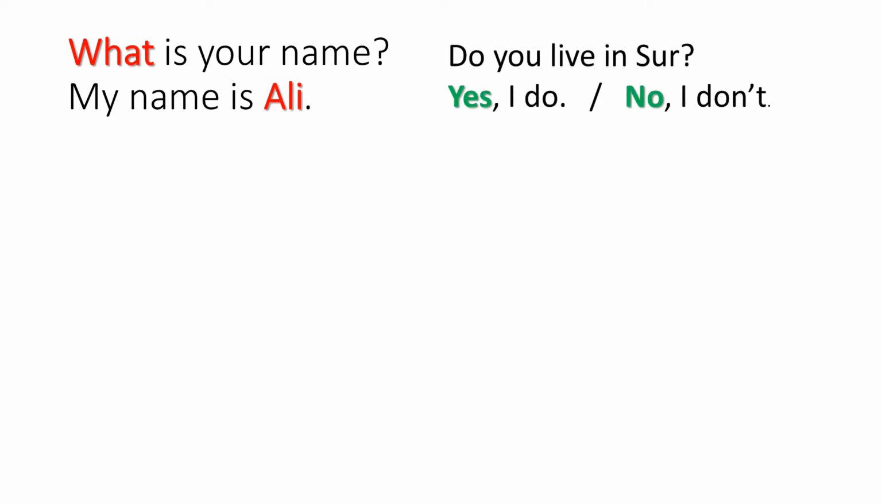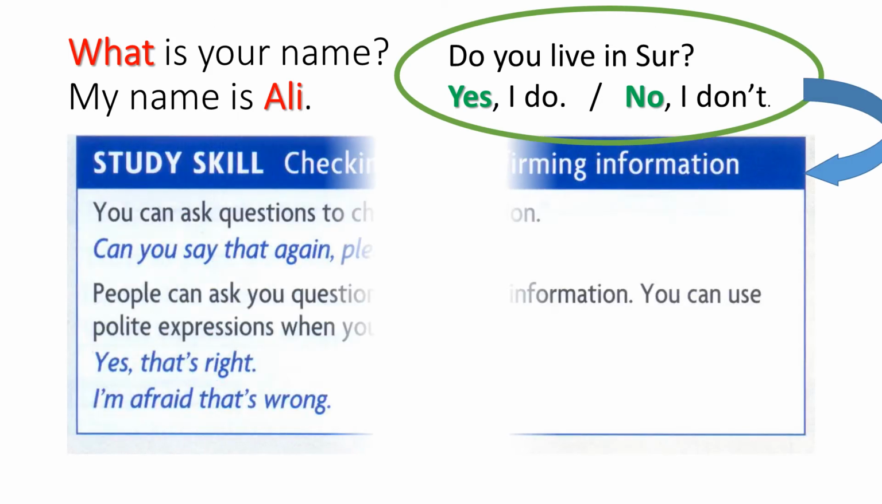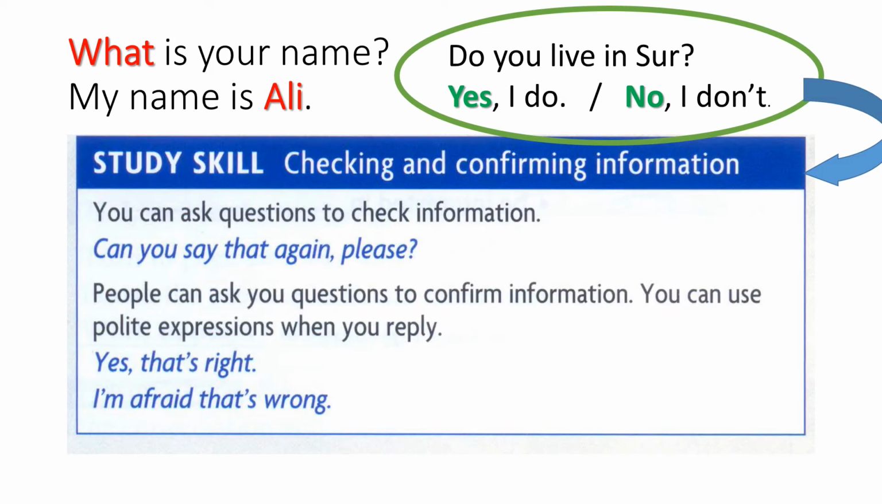While other types of questions, like do you live in Sur? These are called yes/no questions because the answers are either yes I do or no I don't. You can't give another answer. So this is called yes/no questions, and we use these questions to check and confirm the information.